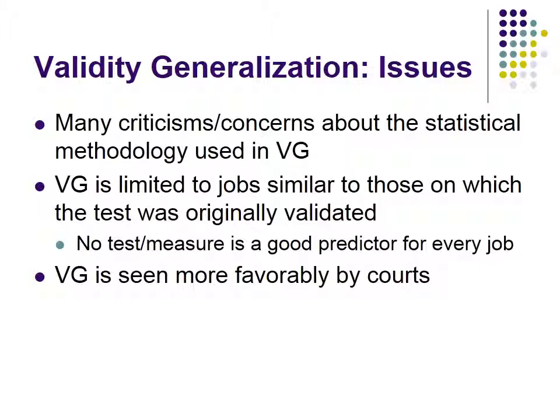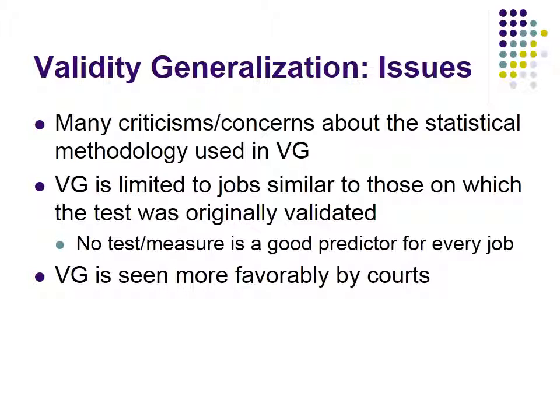Validity generalization is limited to jobs similar to those in which the test was originally validated. So again, if you have a meta-analysis that finds that personality tests generalize greatly across all sorts of social work roles and customer relation roles and retail positions, but then you're trying to use that to justify using a personality test to hire for auto mechanics, at that point, it's not going to be as good. In fact, validity generalization requires a little bit of common sense and logic from the person applying it. Does this research really generalize to the job you're trying to generalize it to? Because no test or measure is a good predictor for every single job.